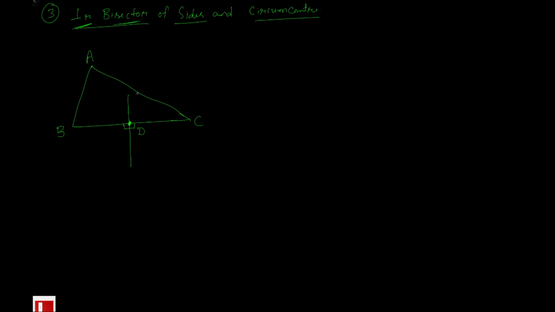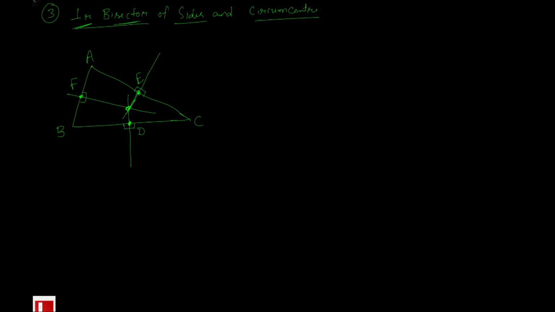Similarly, the perpendicular bisector of side AC will look something like this. Remember, this point was E, midpoint of AC. And similarly, draw the perpendicular bisector of side AB and it should look like this. So this is a perpendicular here, this is a perpendicular here, and this point is F.